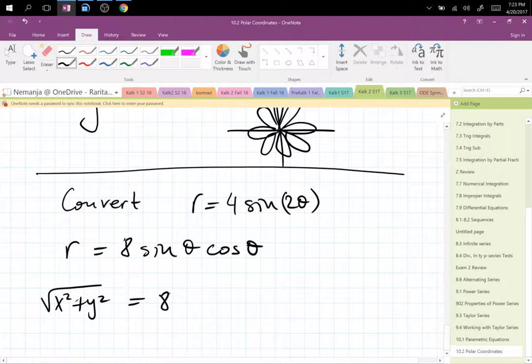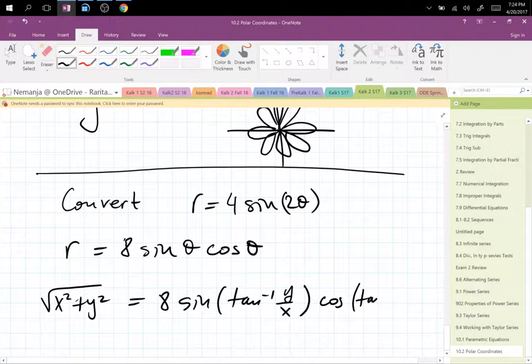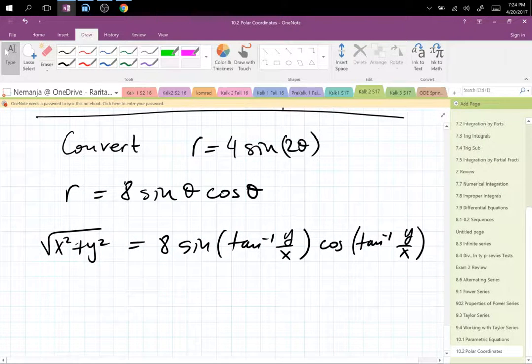Sine theta is what? Well, we don't have it, right? So you have to write sine of inverse tangent of y over x. And then you have a cosine of inverse tangent of y over x. You see that beauty? Is this going to be eventually a nice xy equation? Hell no. But let's see, 2 more steps.